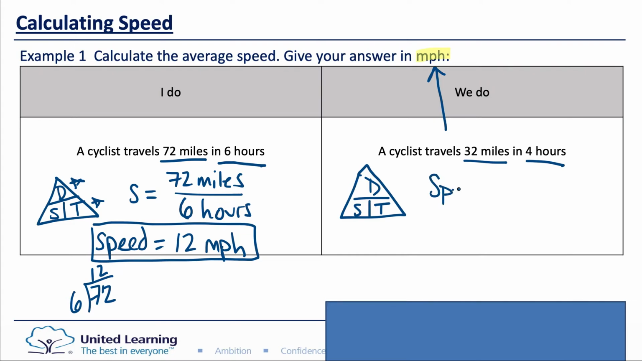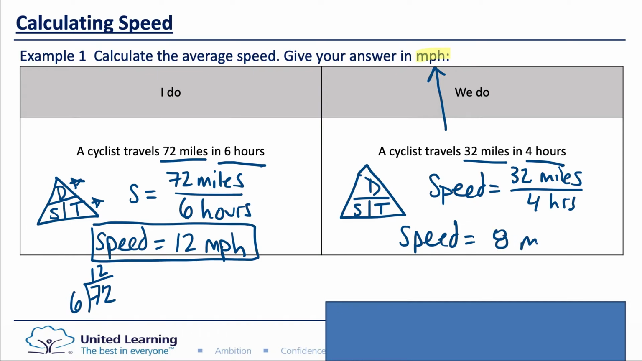So in this case, speed will be 32 miles divided by 4 hours. Speed equals, I believe 8 times 4 is 32, so this should be 8 miles per hour.